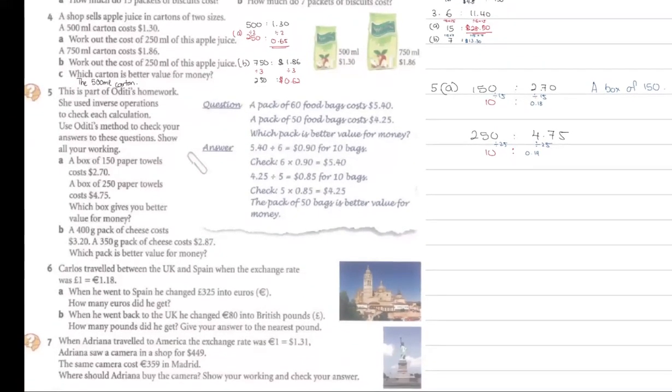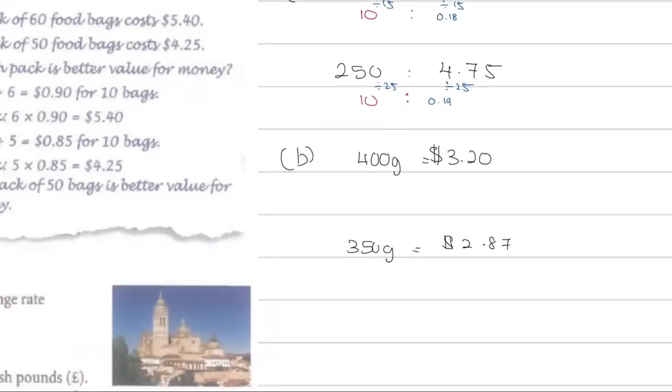Let's look at B. It's the same question, same type of question actually. So look at question B. It says a 400 pack of cheese costs $3.20. So 400 gram, 350 grams costs $2.87. So I just want to find maybe 10 grams. To compare, or even if I want to, I can find 1 gram, but I don't want to do that because that is dividing too much.